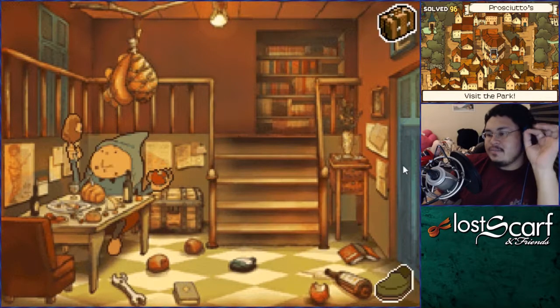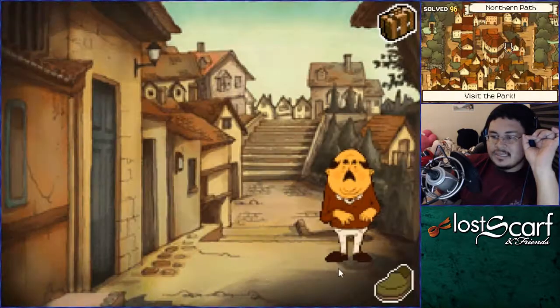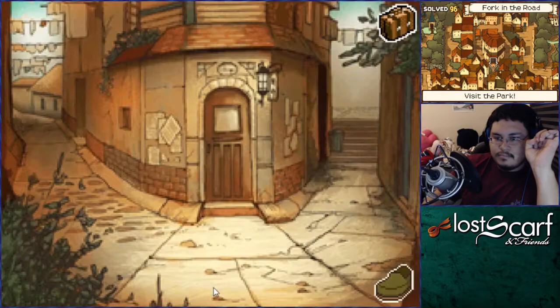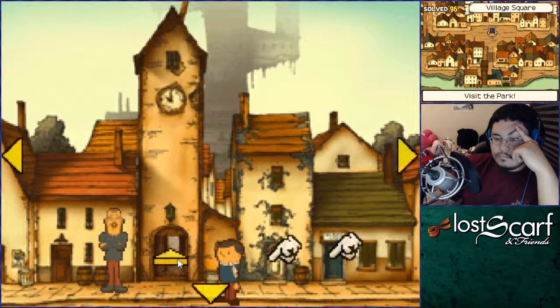Okay, so we're gonna stop just short of the park, and that's where we're gonna stop. But let's just run around a little bit and see if there's any more puzzles to do really quick. Oh, back to Archibald. See if there's anything from Archibald.